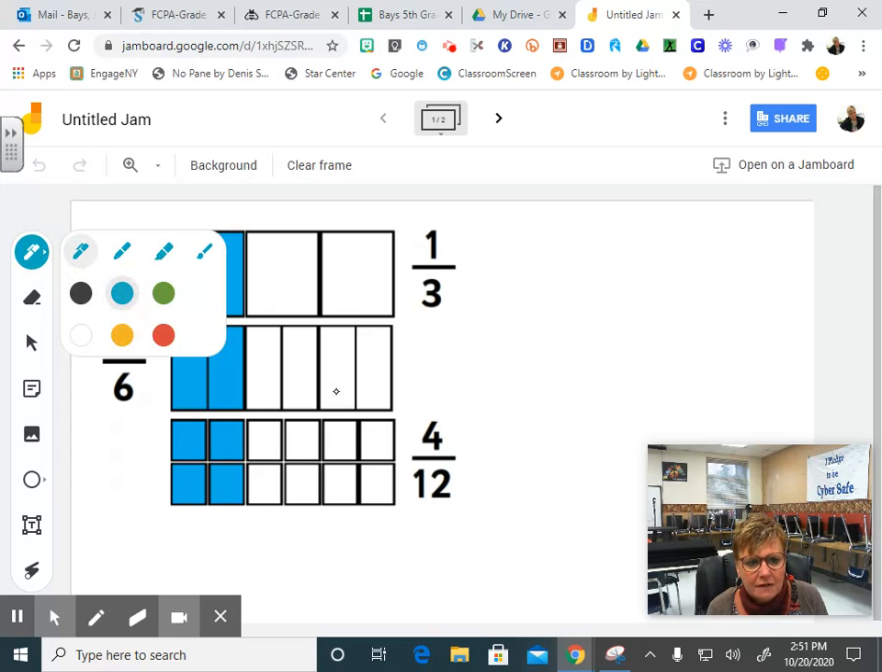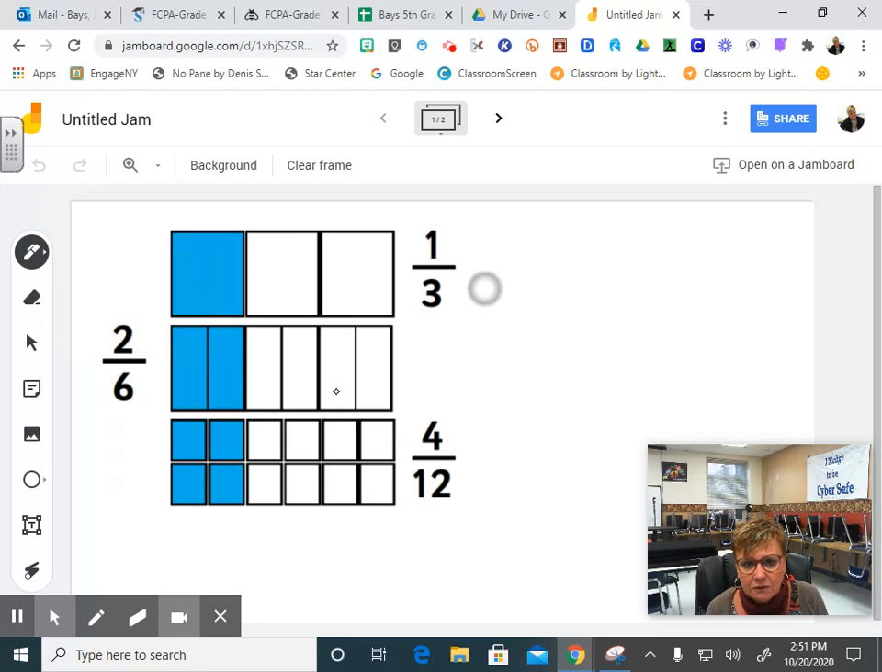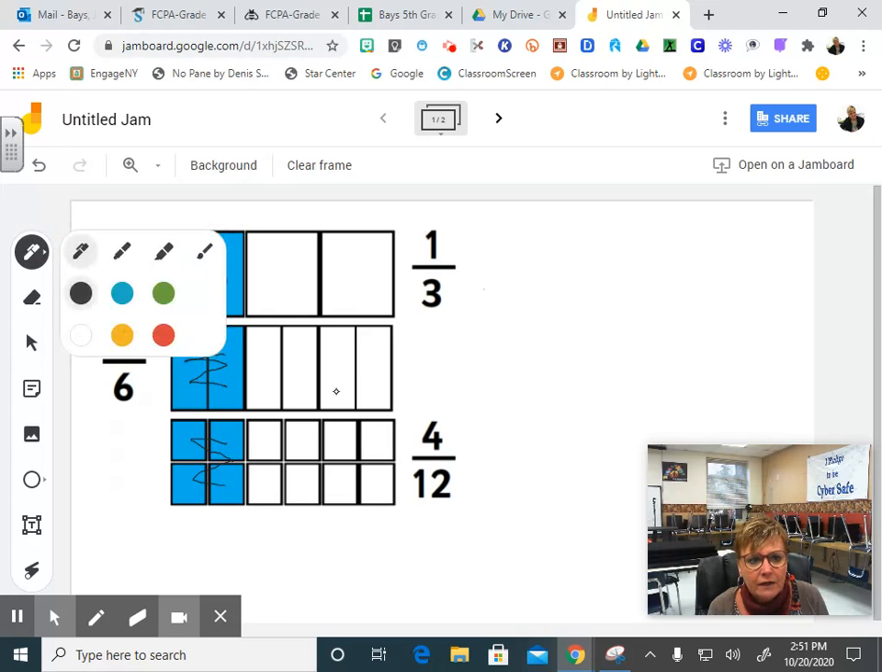Equivalent fractions means fractions that have the same value. Look at this. If you had candy bars, you could cut a candy bar into 3 pieces and eat 1 piece. Or you could cut a candy bar into 6 pieces and eat 2 pieces. Or you could cut the same candy bar into 12 pieces, like a Hershey's, and eat 4 pieces, and you would be eating the same amount of candy bar every time. That's what makes them equivalent fractions.